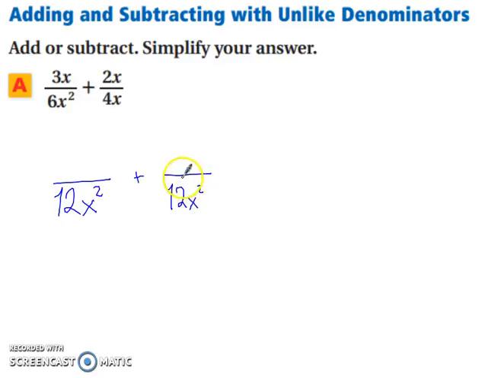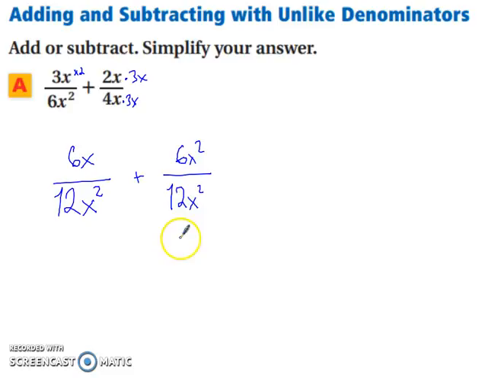So just like when we were doing fractions, what times 6x² is going to give us 12x²? Well, in this case, a 2. So whatever we multiplied our denominator by, we needed to multiply our numerator by. So 3x times 2 gives us 6x. And now for our 4x, 4x times 3x is what gives us 12x². So whatever we do to our denominator, we must do to our numerator. So 2x times 3x is 6x².